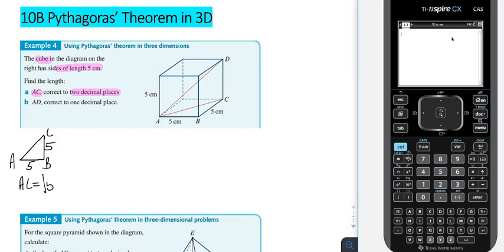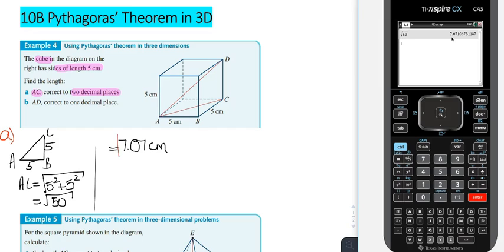So the length AC is the square root of 5 squared plus 5 squared. This can go into my calculator, so square root of 50. And because I want 2 decimal places, I will get my decimals out to get 7.07. This is centimeters, so placing centimeters there as well. So part A done. Part B, AD.